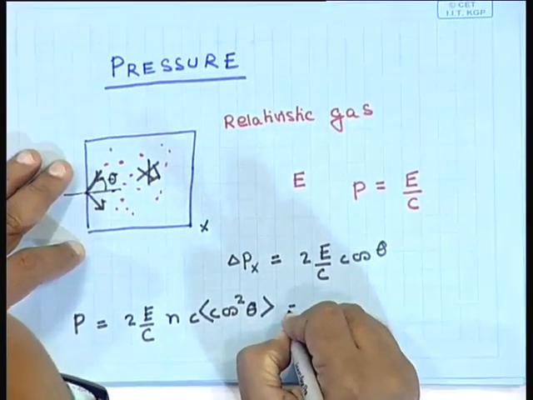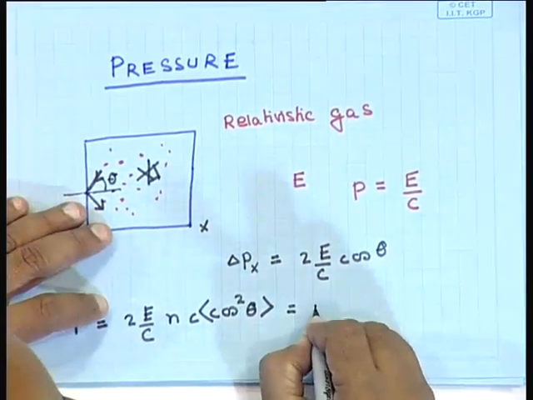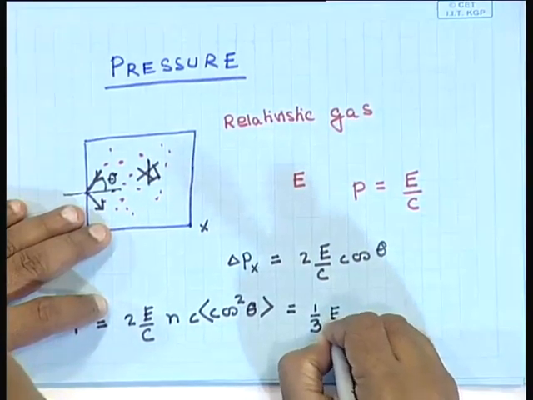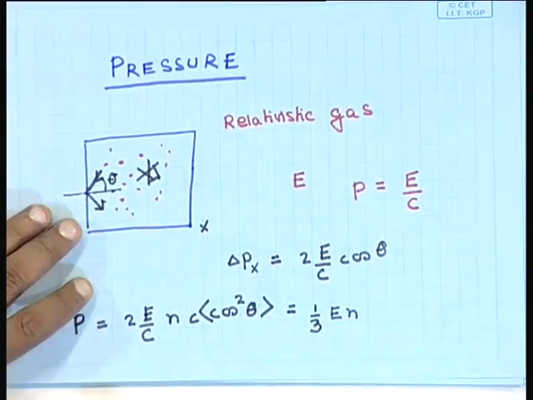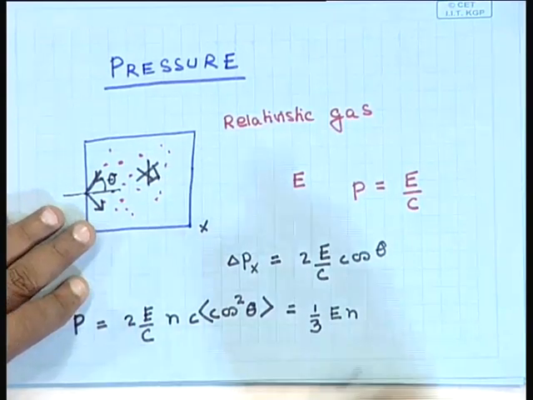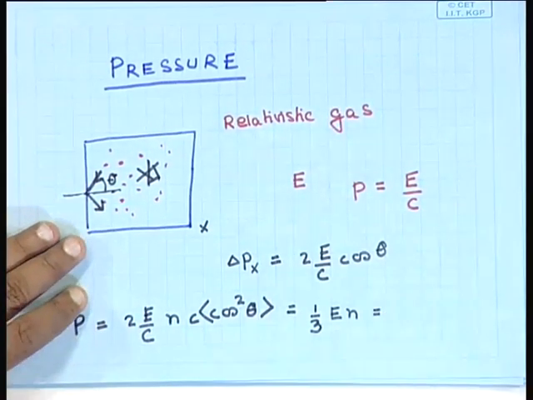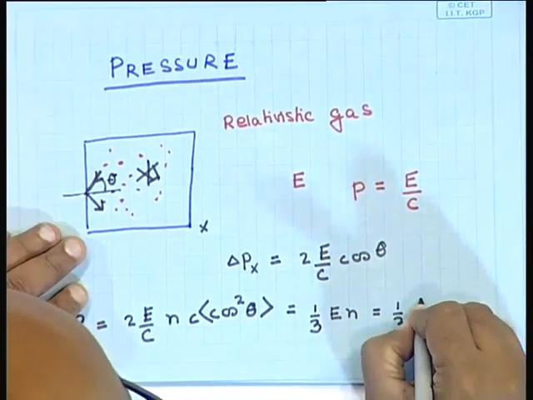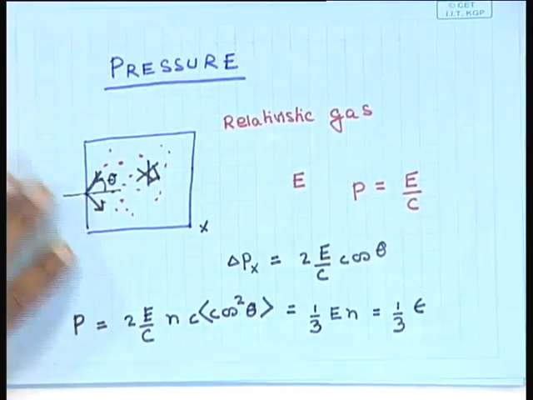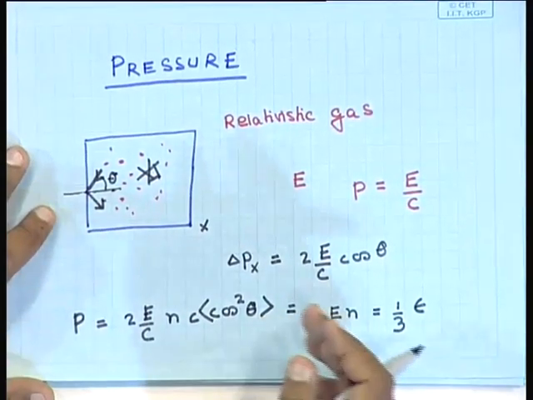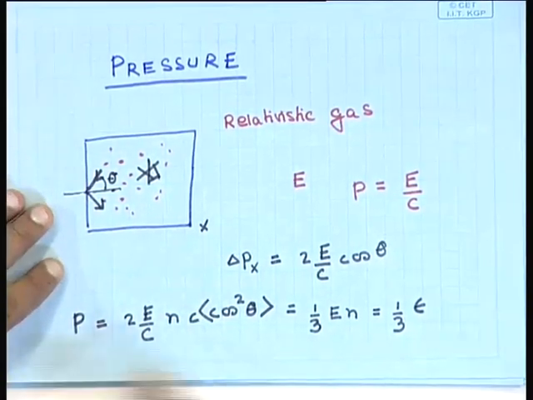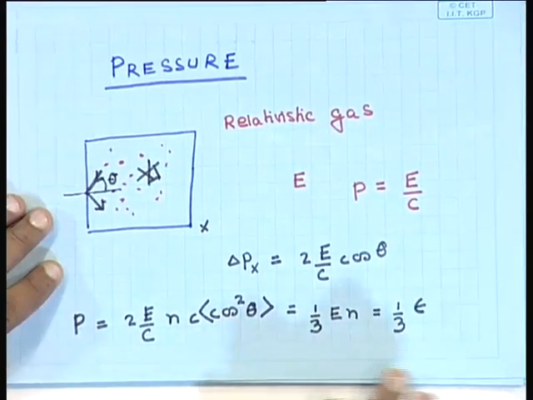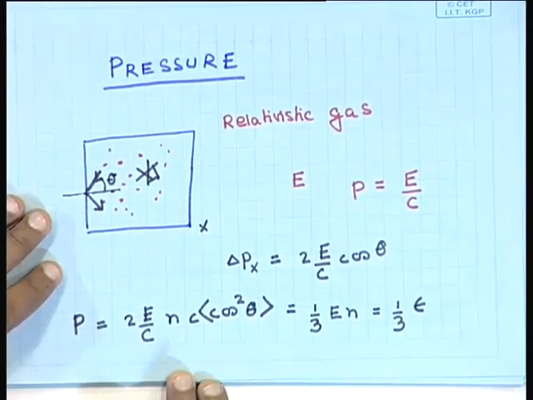what I get is that the pressure is 1/3 the energy of each particle into the number density of particles, which is essentially 1/3 into the energy density epsilon. Number density into the energy per particle is the energy density. So, the pressure for a relativistic fluid is just 1/3 the energy density. Okay.